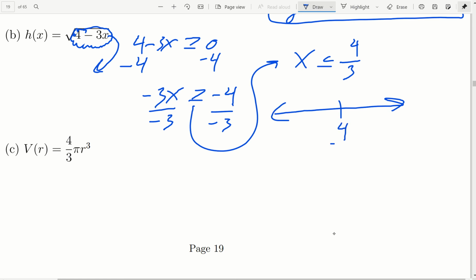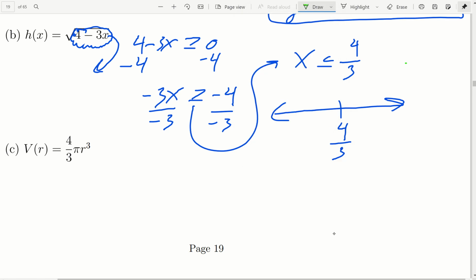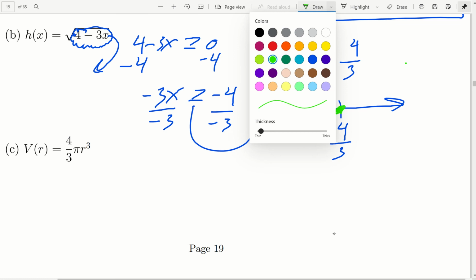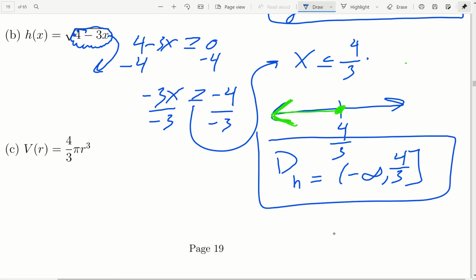On the number line, somewhere we would have the value 4/3. Less than, we know, means go to the left, like this. And the 4/3 would be included. So you can either do a bracket or a filled-in parenthesis because of the less than or equal to part. And so the domain for this function, we would write domain of h. It's the set from negative infinity up to and including 4/3. Any value in the set, we're allowed to plug into h of x, and we will get a real value output from it.